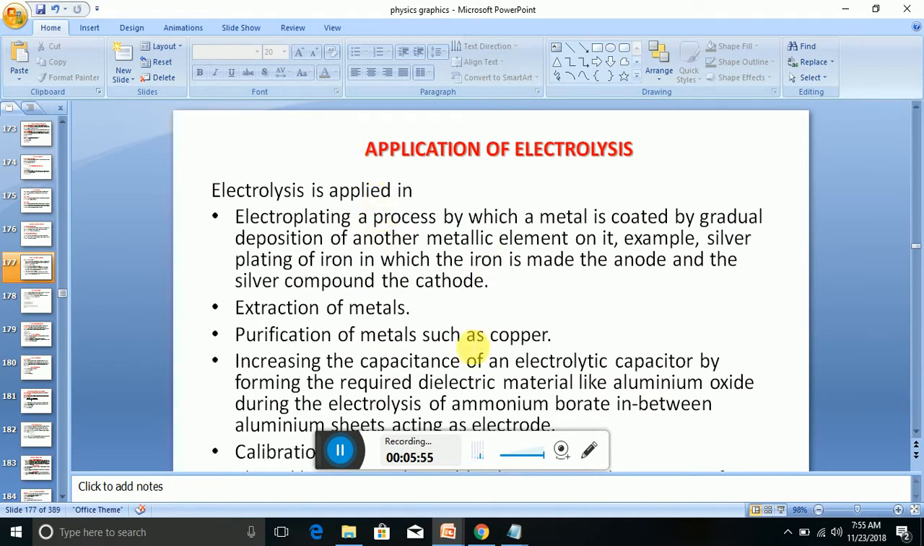Now, what are the applications of electrolysis? What do we use electrolysis for?